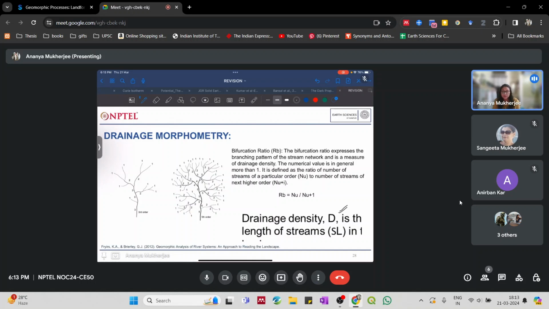So over here, you can calculate the bifurcation ratio. Okay, it is defined as the ratio of the number of streams of a particular order to the number of streams of the next higher order. So you can understand how much branching has occurred. We had tried to find the bifurcation ratio for these two drainage patterns, so I will refer back to the slide so you can easily understand that.